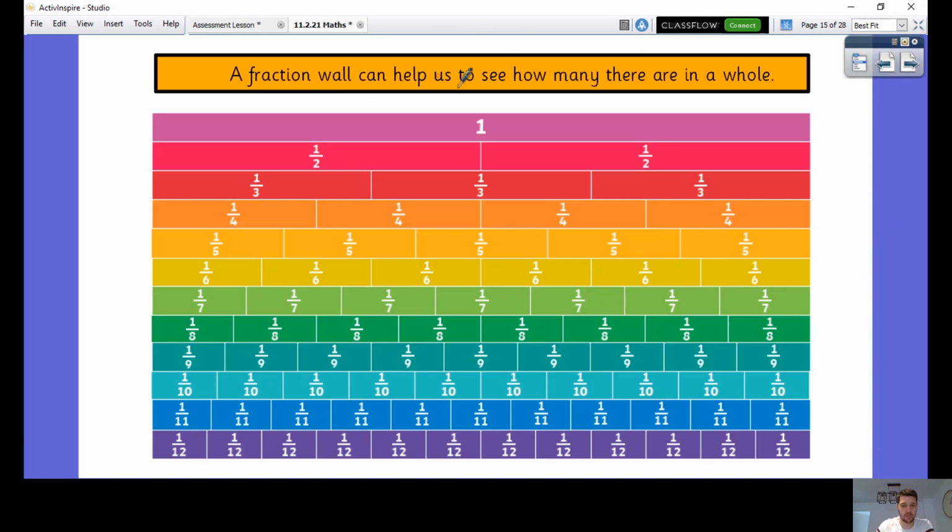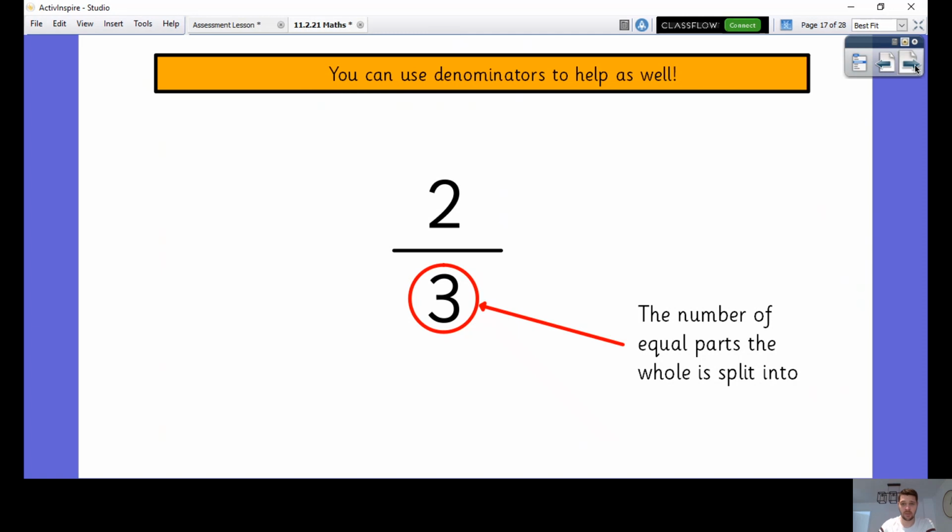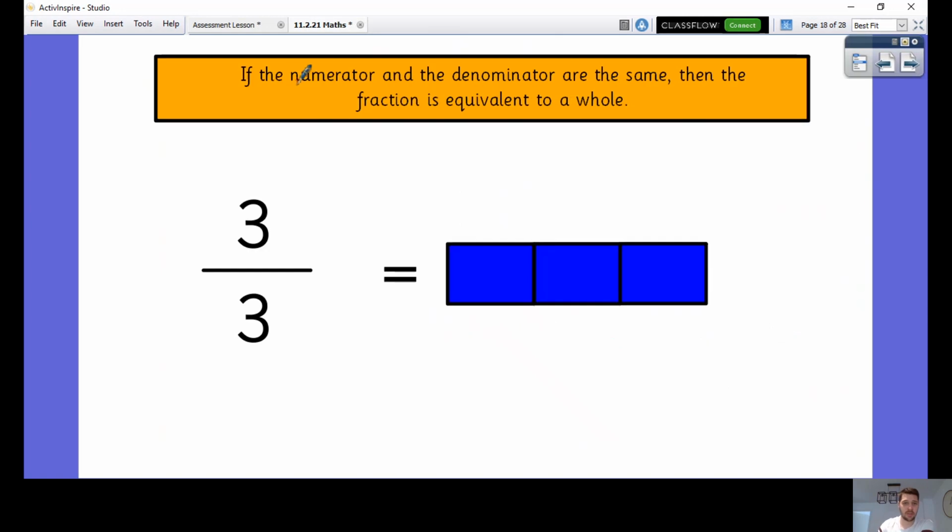A fraction rule can obviously help us to see how many there are in 1 whole. 2 halves make 1 whole. 1, 2, 3, 4, 5 fifths make 1 whole, and so on. And you can use the denominators to help as well. So let's have a look at the denominator here. This is the number of equal parts the whole is split into, as we know. So if the numerator and the denominator are the same, then the fraction is equivalent to 1 whole. 3/3 is the same as 1 whole.